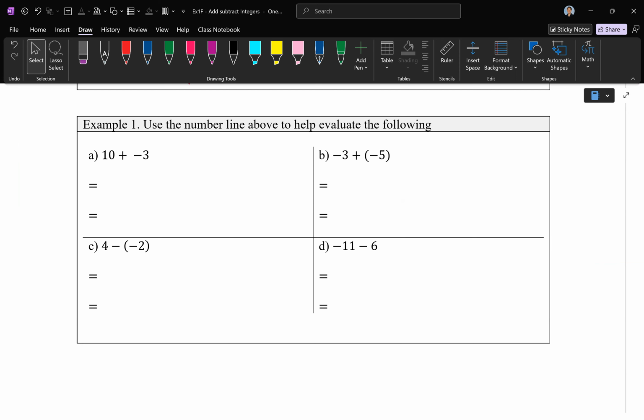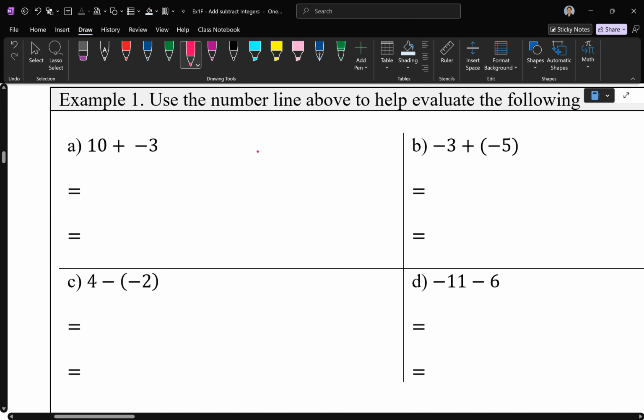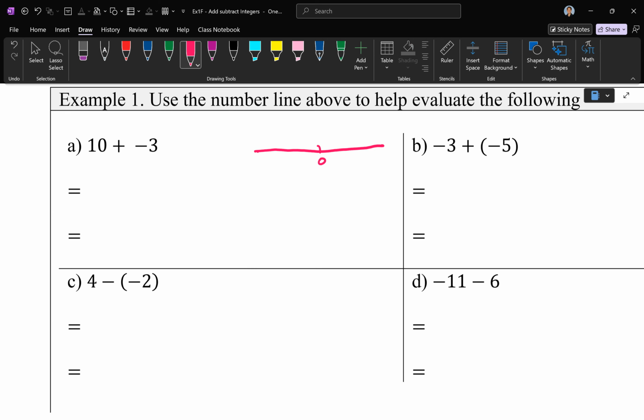Question A. If it helps you, draw a number line to help you visualize this. Here we go. You're starting off with 10. I want to draw a number line. Here's 0. 10. That's where I'm starting off with. Is it on the right or on the left of the 0? It's on the left. Right. 10 is positive, so it's on the right. So here's my right. So I'm starting off at 10.